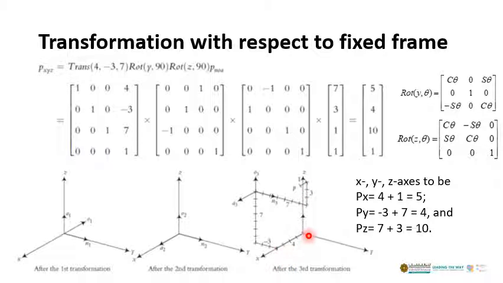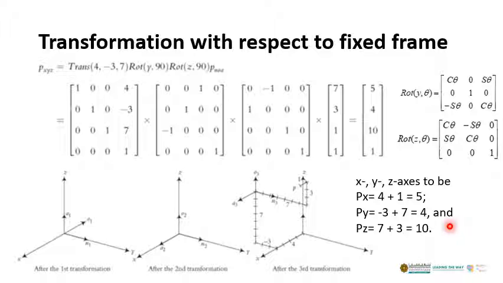The Px will be now, because already it has been shifted 4 units, plus from here there is another 1 unit. So total Px will be 4 plus 1, which is 5. Whereas y is going backward 3 units and then again positive 7, so it will be 4. And for the z also, 7 plus 3 becomes 10. So graphically we can also show the same result: 5, 4, and 10.